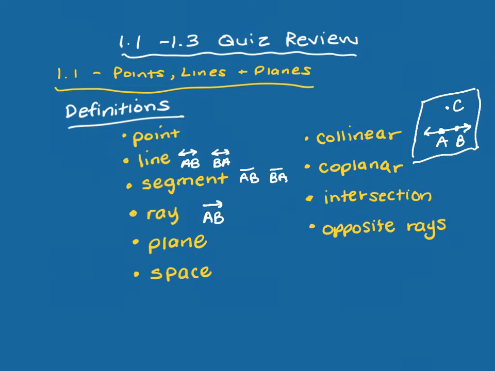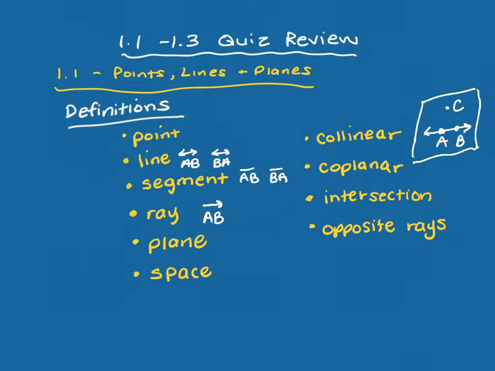So this could be two lines meet at a point, two line segments, two rays that all meet at a point. A line and a plane meet at a point. Two planes meet at a line. So you want to be able to picture what those would look like and figure out what the intersection would look like.